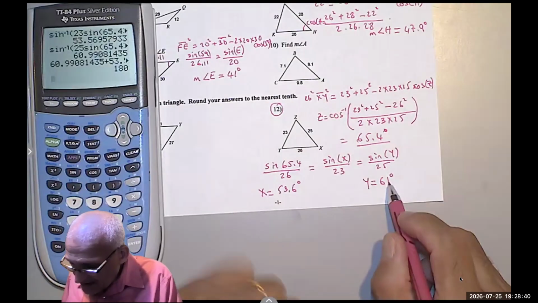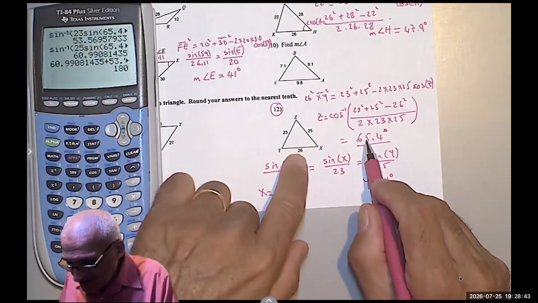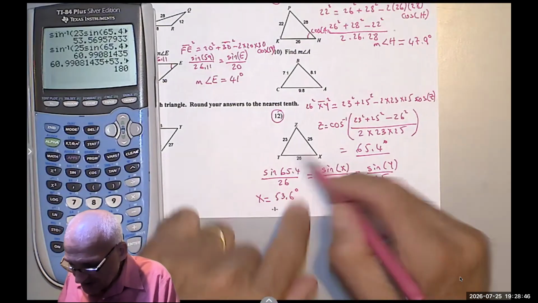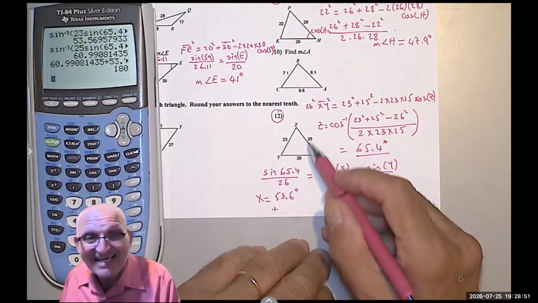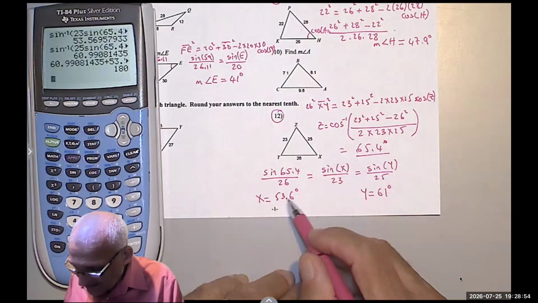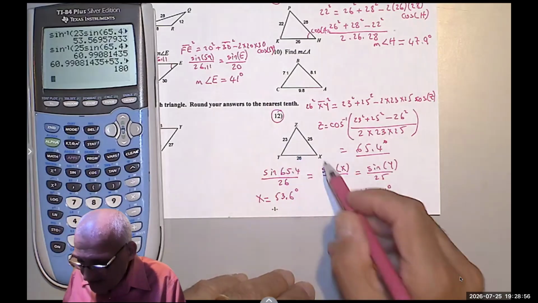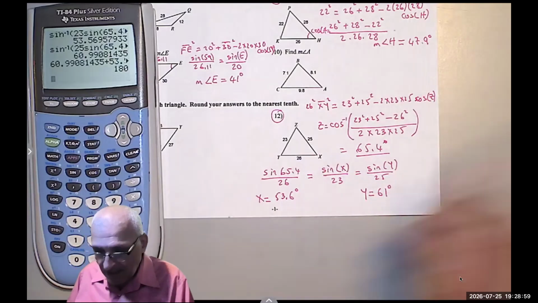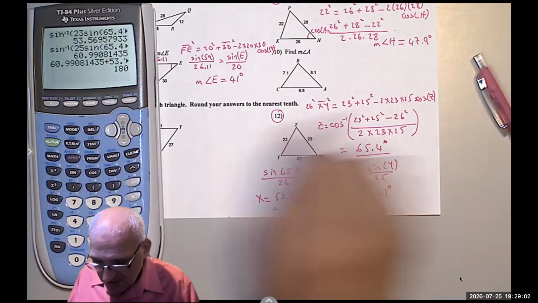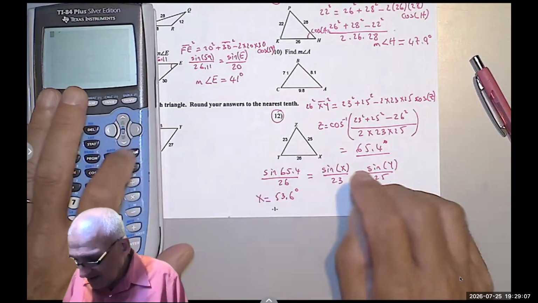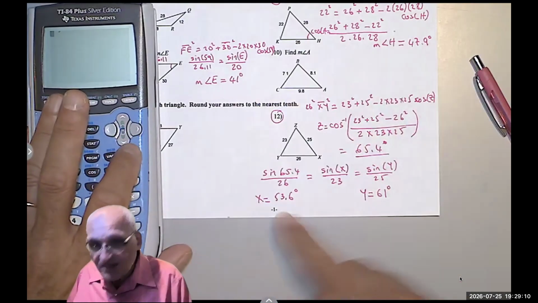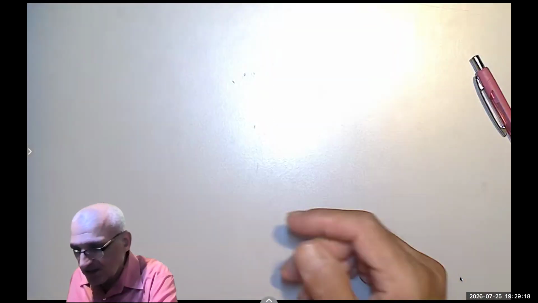Again, 65 is the largest because the angle opposite to z is the longest. Second is y, 61 degrees, because the side opposite to that is second in length. The smallest is 53.6 because the smallest is opposite to x. Another quick check. It's not a proof that you did it right, but when we summed up all the angles, we got 180. Sometimes you can get 179.9. It's still okay. It's just rounding in your calculator.